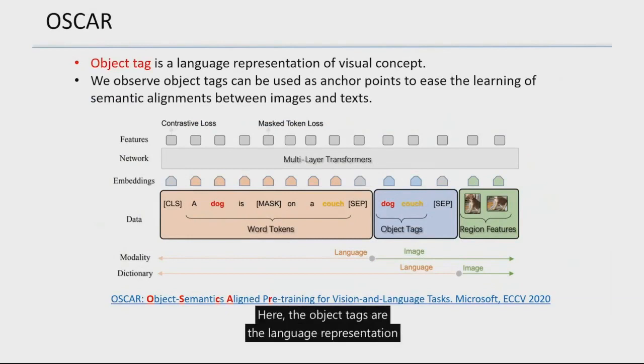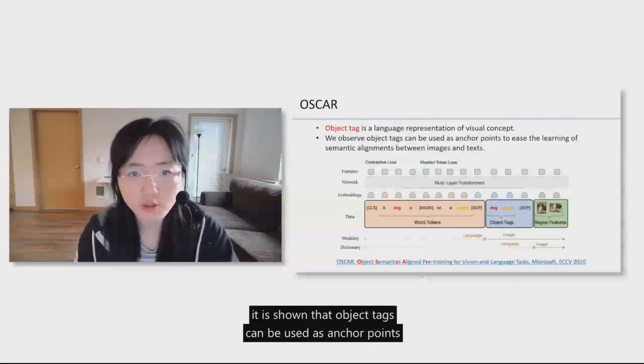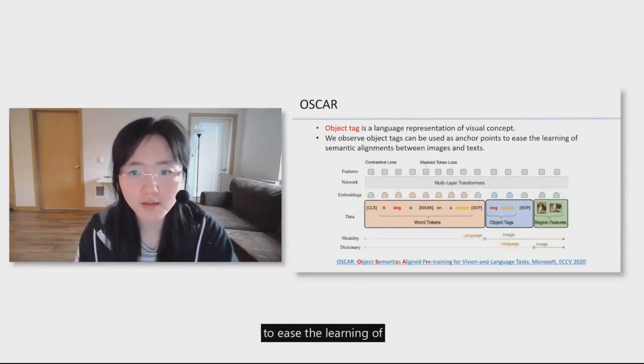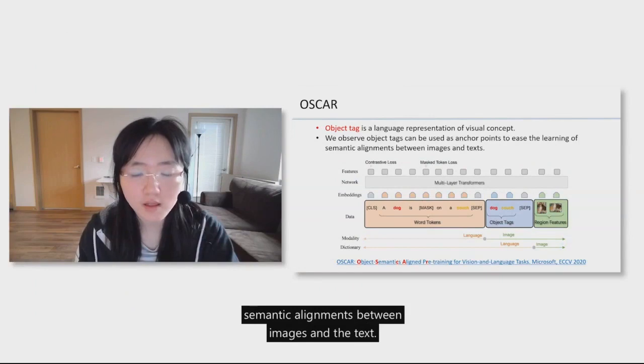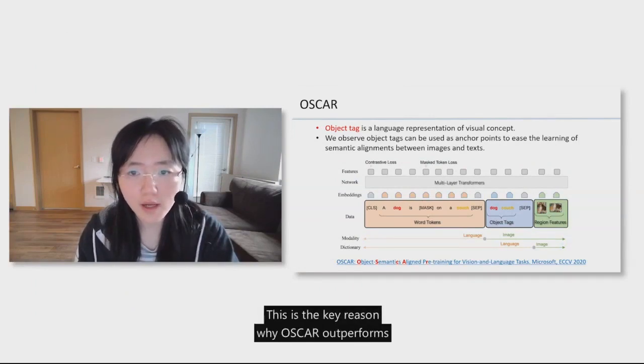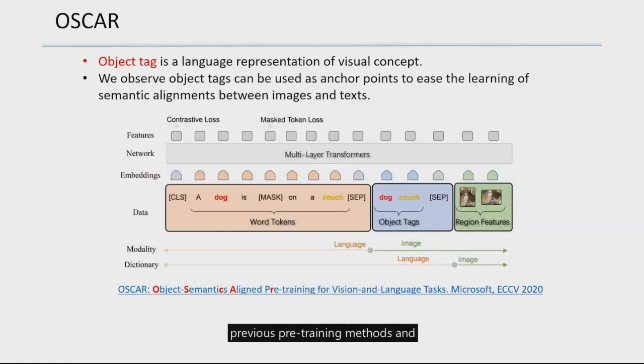Here, the object texts are the language representation of the detected visual concepts. And in the paper, it is shown that object text can be used as anchor points to ease the learning of semantic alignments between images and the text. And this is the key reason why OSCAR outperforms previous pretraining methods.